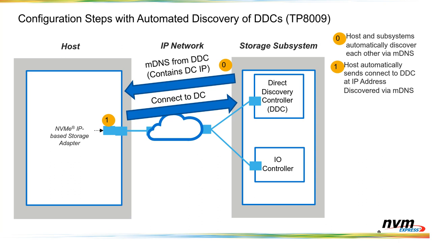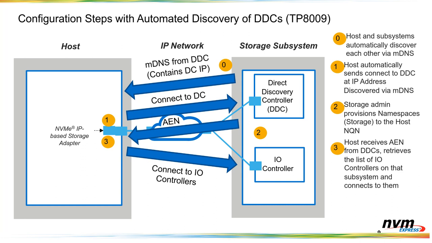And when I say an appropriate discovery client, there are operating systems out right now that support NVMe over fabrics using TCP, I think the major ones that you'd expect, ESX, Linux, and they all have discovery clients that are capable of supporting mDNS. The next step, once that connect happens automatically, the storage admin would provision namespaces to the host, and then the host would receive an asynchronous event notification from the DDCs, retrieve the list of I/O controllers on that subsystem, and then connect to them. And then you'd basically perform the same steps for every host on every subsystem. And so the key piece here is that the administrator didn't have to supply the IP address of the direct discovery controller. It was discovered automatically through mDNS.